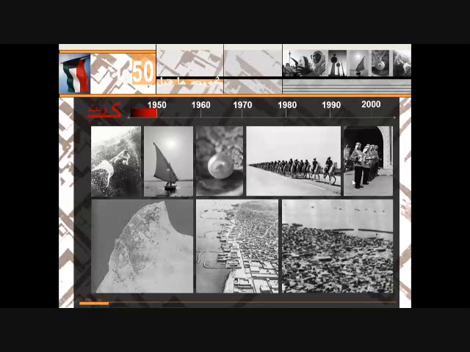The history of Kuwait started before the 1950s. It was a traditional city depending on fishing and pearl catching. It was surrounded by a wall to protect its residents from outside invasions.